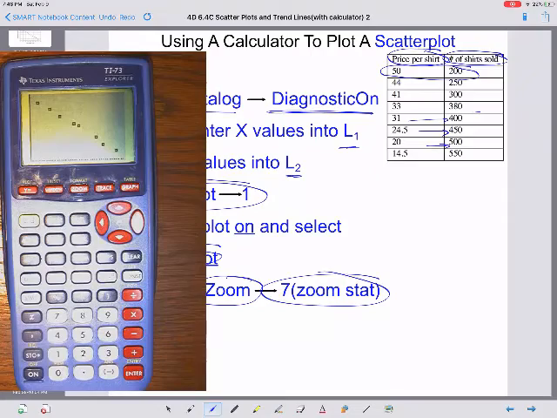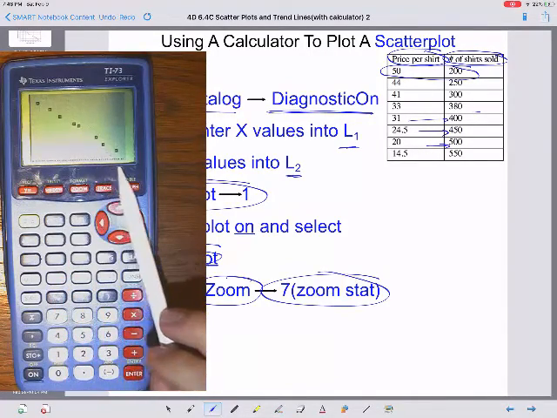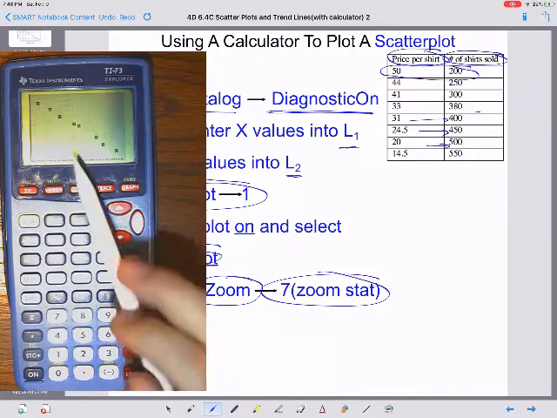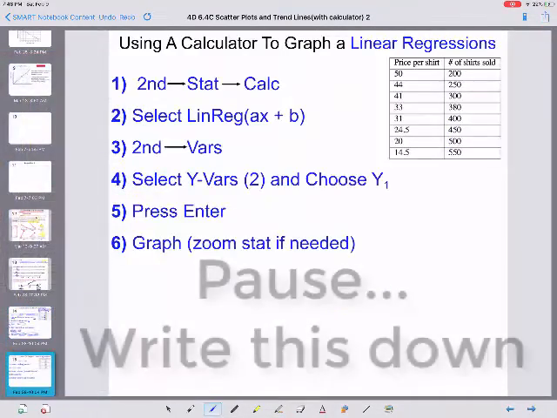So what do we see here? Well, we see a negative correlation, and it looks pretty strong. And if we were to sketch a trend line through that, that would be a fairly strong correlation. Okay, so that's one way you can quickly sketch a scatter plot instead of doing it by hand now.